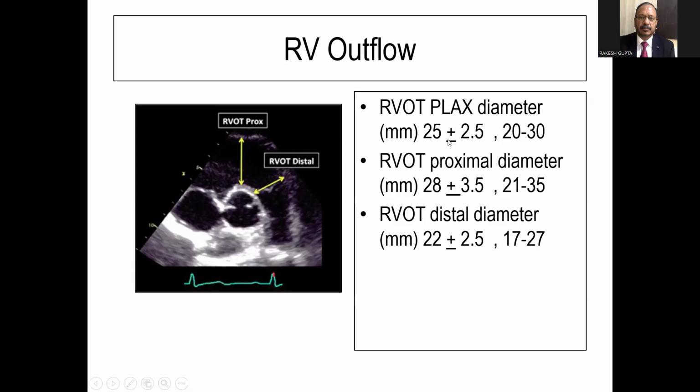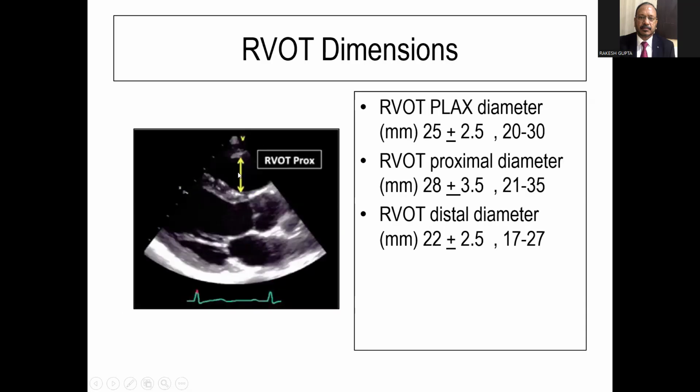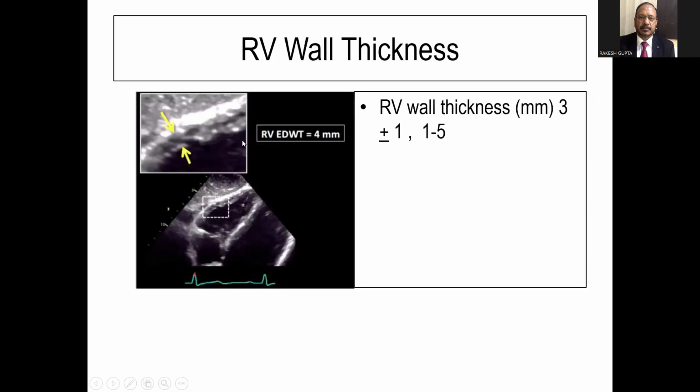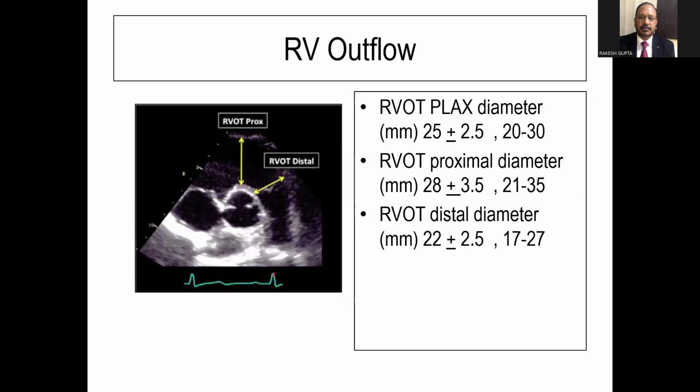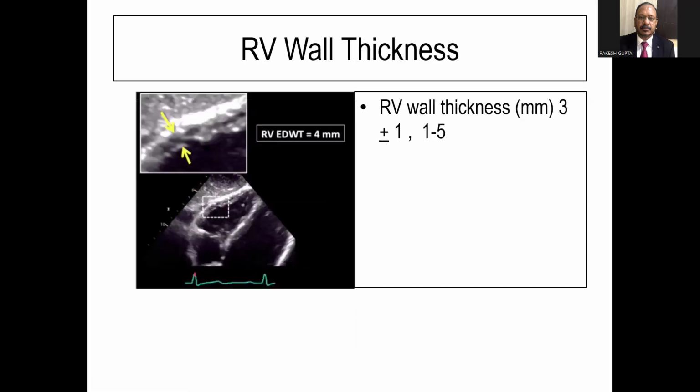We can remember these figures: RVOT at the parasternal window is up to 30, RVOT proximal diameter is 31.25, and distal is almost 26. That's what we need to remember. So what I do is, I'm not sure whether you can remember, I say 25, then 35, and this is 25. So we remember 25, 35, 25. And that's how it is easy to remember the outflow dimensions.